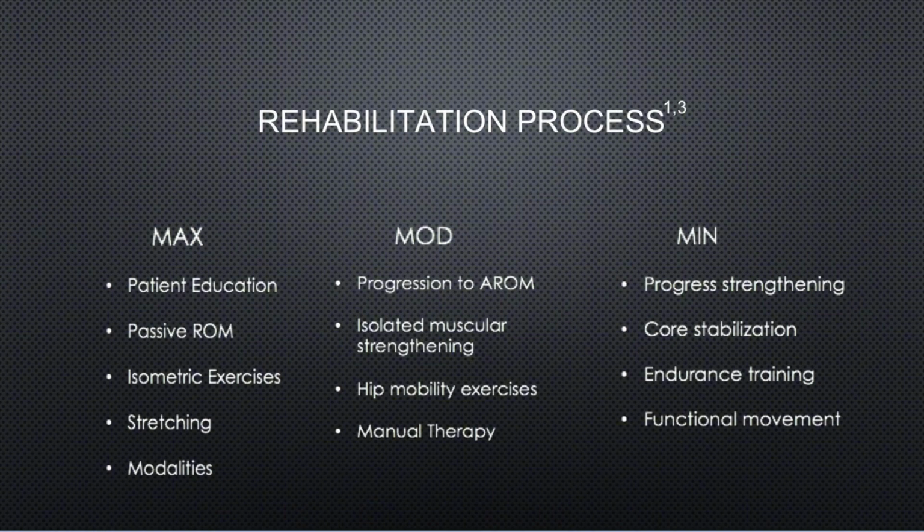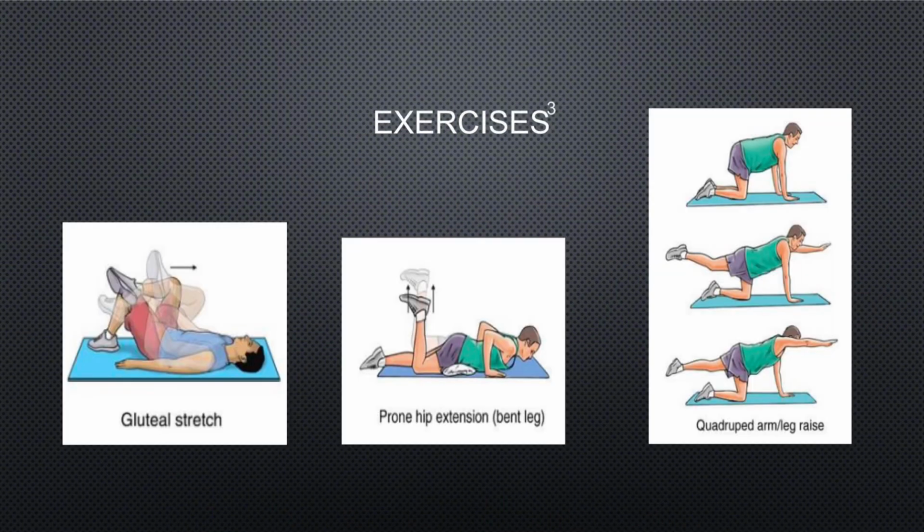And during the minimum phase, when they're returning back to function, we would progress their strengthening, start to work on their core stabilization. We would begin endurance training and get more functional movement exercises involved. So as you can see on this next slide I attached, this is typically some of the exercises you would perform for an individual that has piriformis syndrome.